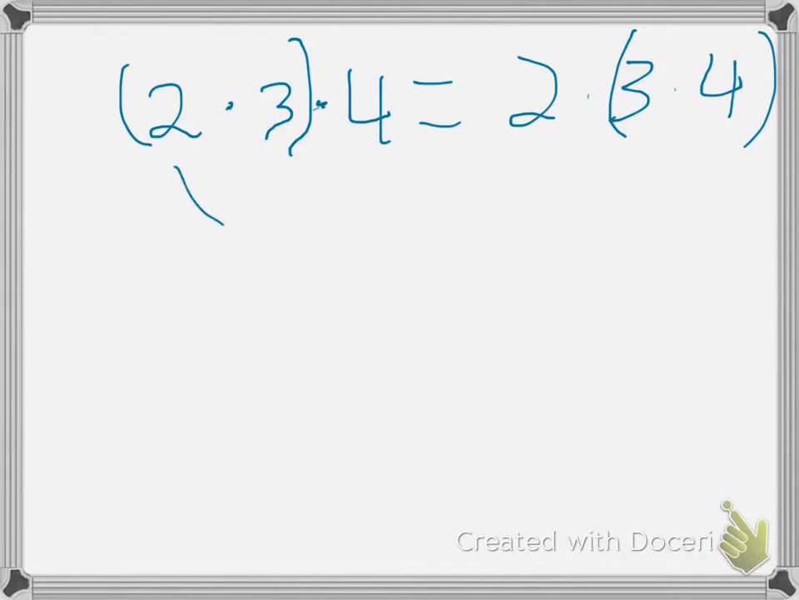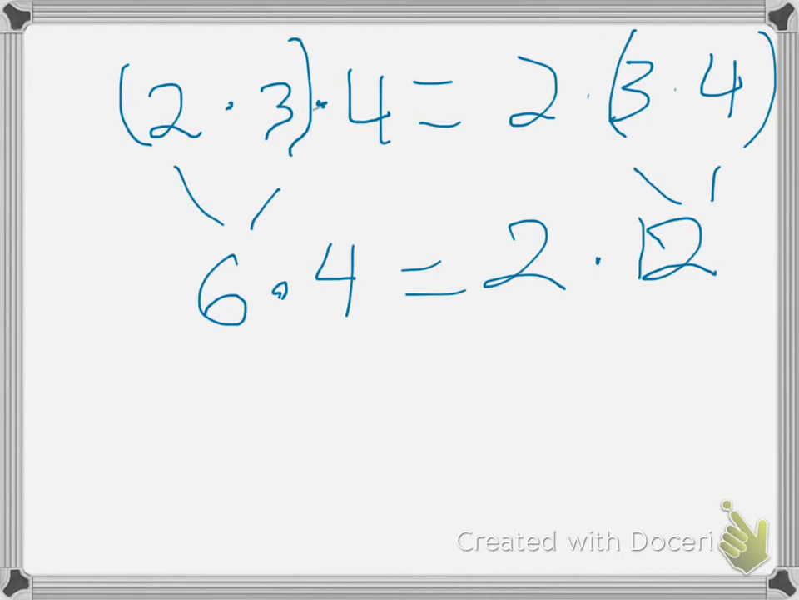So take a look here. 2 times 3, do that first, is 6 times 4. That's going to be equal to 2 multiplied by whatever 3 times 4 is, and 3 times 4 is equal to 12. So now we have 6 times 4 equals 2 times 12. Both those statements are true. 6 times 4 is 24, and 2 times 12 is 24. So those two statements are true.